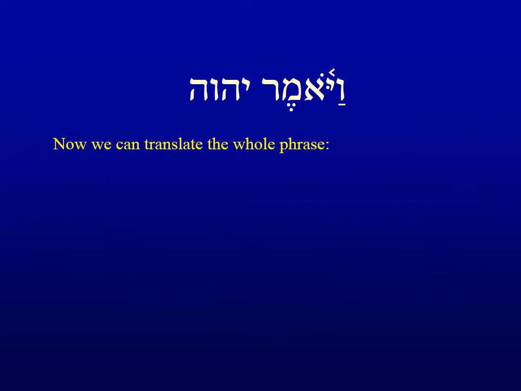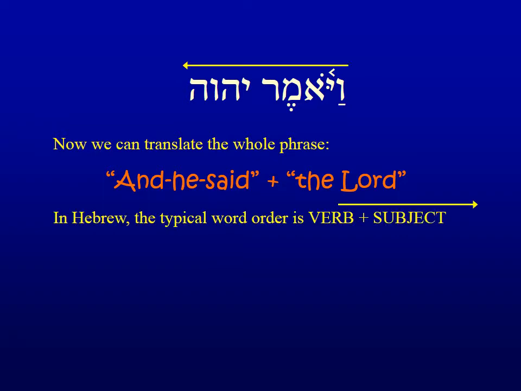Now, to translate the whole phrase, vayomer Adonai, we know that we have the verb, "and he said," and we also have the word "the Lord." The question is the relationship between these two words. In Hebrew, the typical word order is the verb followed by the subject. And so if you have a noun immediately after a verb that agrees with the verb in person, gender, and number, then more than likely that noun is the subject of the verb.